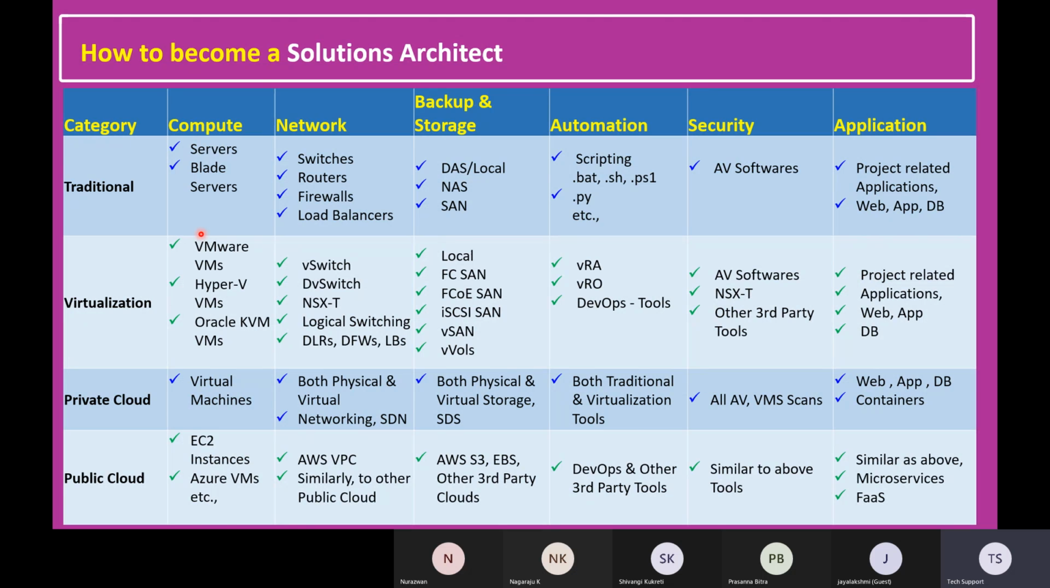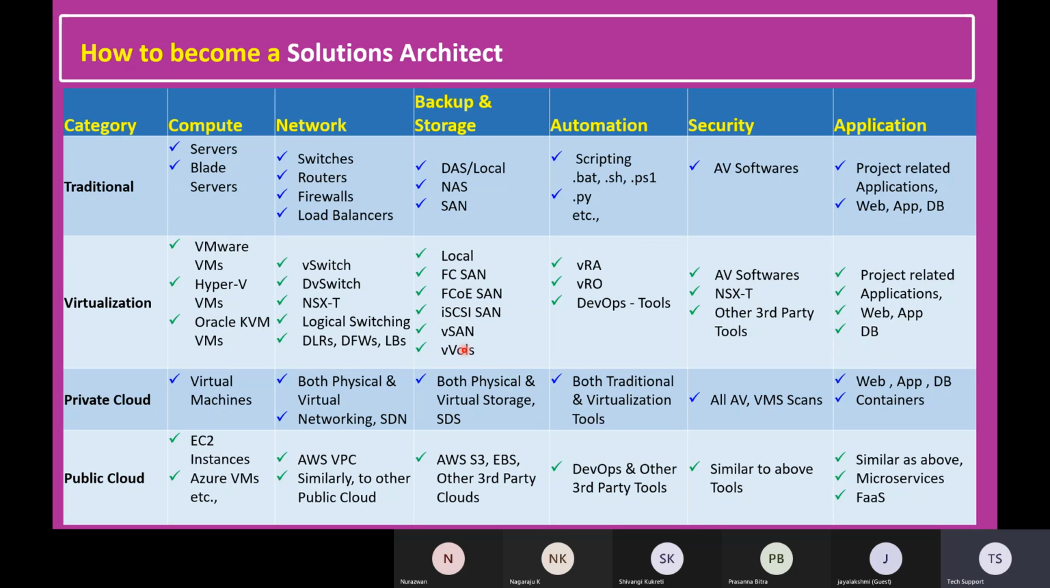Suppose you are more interested in compute, you can deep dive into VMware and vSphere knowledge, and then start focusing on any networking skill, storage skill, or automation. Suppose you want to plan for an automation skill, once you're familiar with VMware vSphere, you can focus on vRealize Automation. If you have compute and automation skills, you can easily apply for a solution architect role.